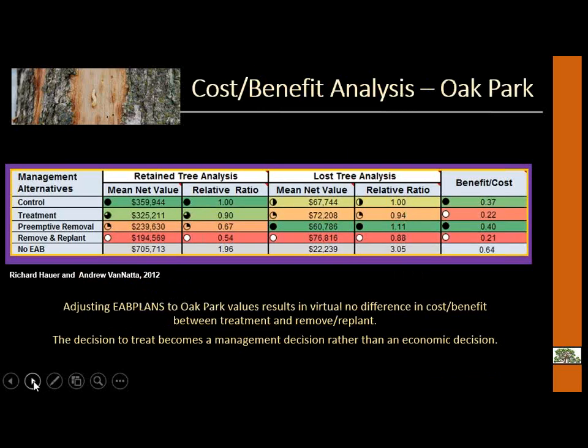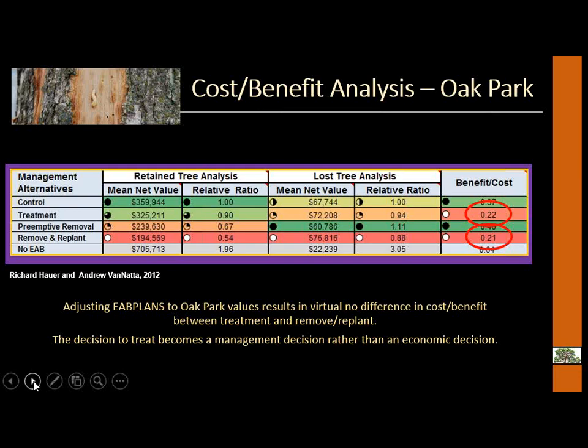So when we plug in, again massaging the variables in the cost-benefit program, and we use Oak Park as an example, we found no significant difference in the cost-benefit between treatment and replace. It gives, for the Village of Oak Park, a very neutral presentation on whether to treat or remove. And so that last line I have in the slides, a very important one, is that the decision to treat becomes a management decision rather than an economic one.